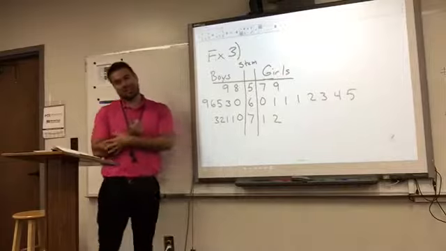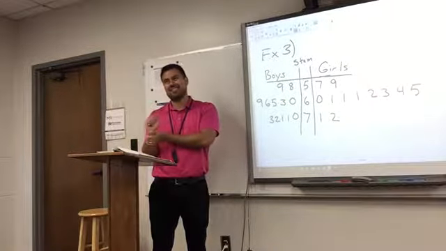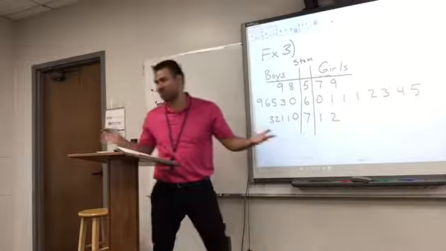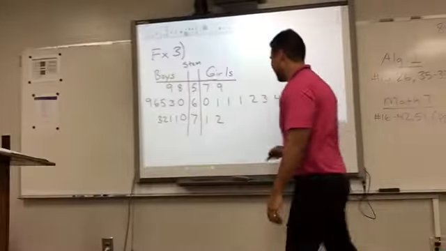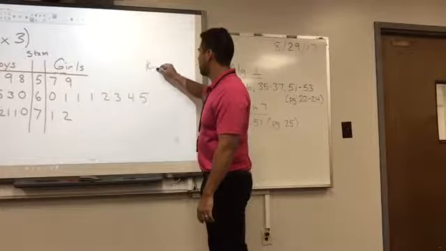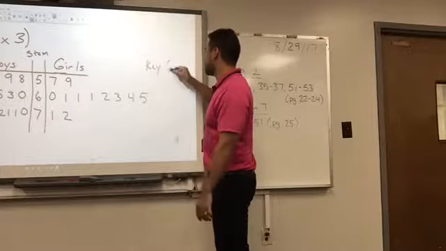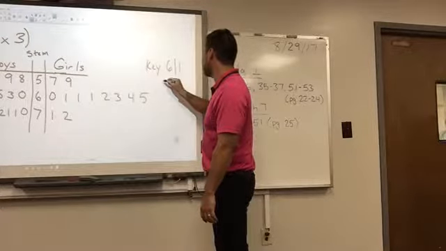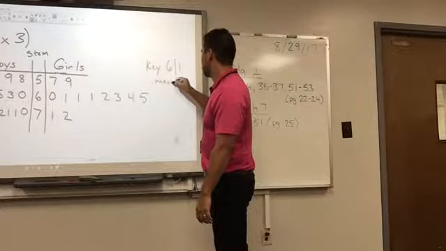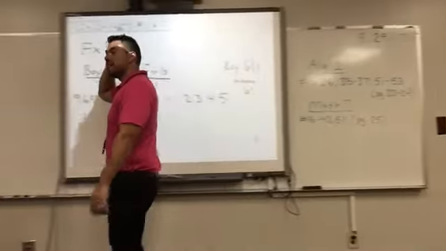Other than one little thing, the key. You can do least to greatest or greatest to least. And the key, I'm just going to use 6|1 means 61. That's it. Because that's not always clear.